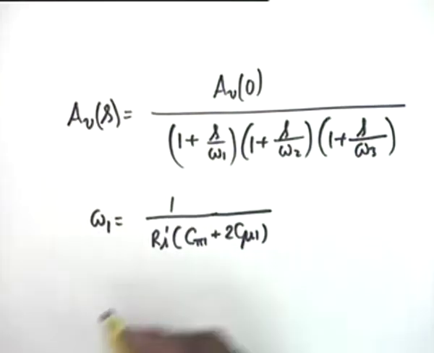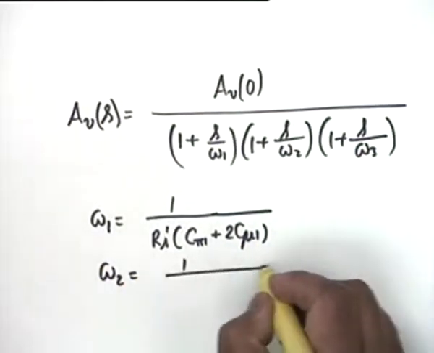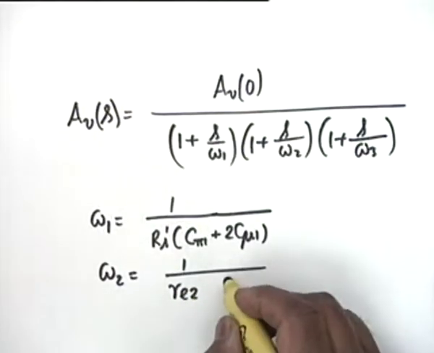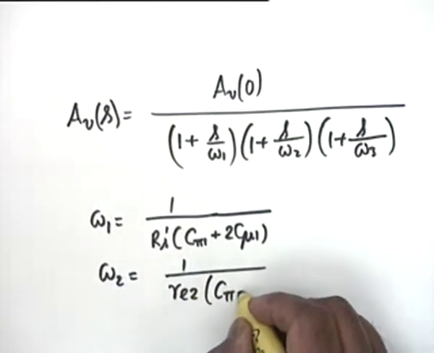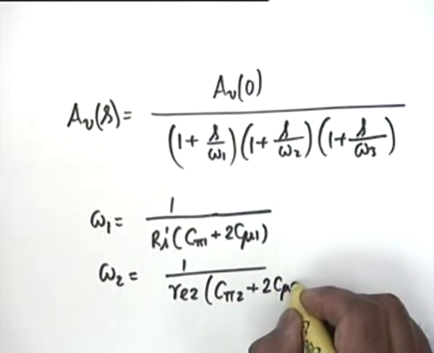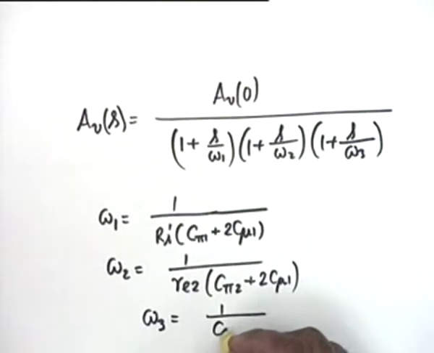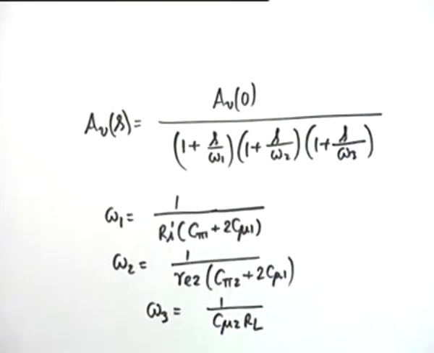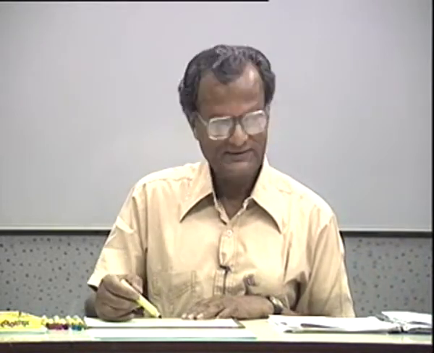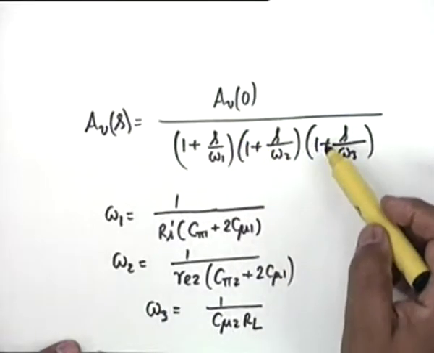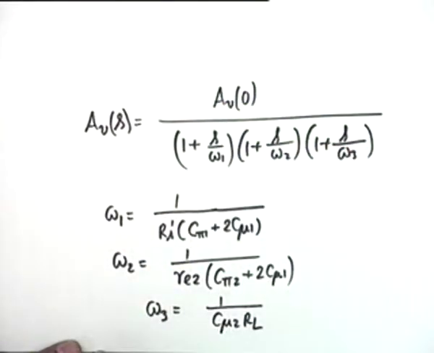Agree? Omega 2 shall be 1 by Re2 multiplied by C pi 2 plus twice C mu 1. And omega 3 would be simply 1 by C mu 2 RL. No analysis is needed. Is the form correct? At the midband, this will drop out, this will drop out, this will drop out. So it is AV0. Okay?